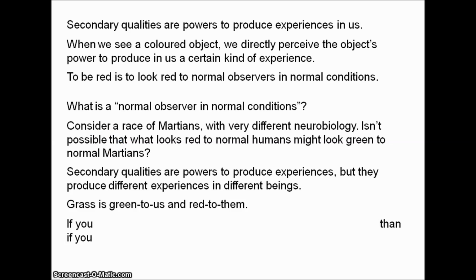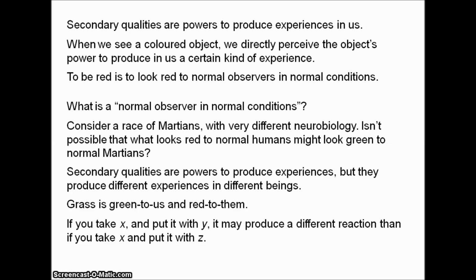After all, if you take X and put it with Y, it may produce a different effect than if you take X and put it with Z. Think of chemical reactions. If you mix vinegar and baking soda, you'll get a very violent reaction, but if you mix vinegar and soil, nothing will happen. For perhaps a more relevant example, imagine that the Martians have a fisheye style lens in their eyes. Well, this would induce different experiences of primary qualities, since lines which we would call straight would appear to them in a way that we would call bent.